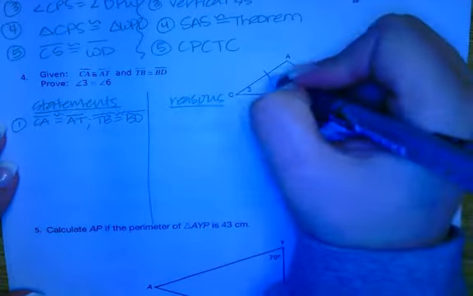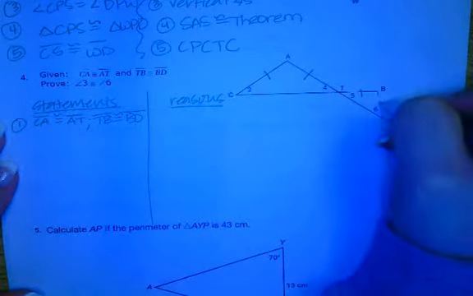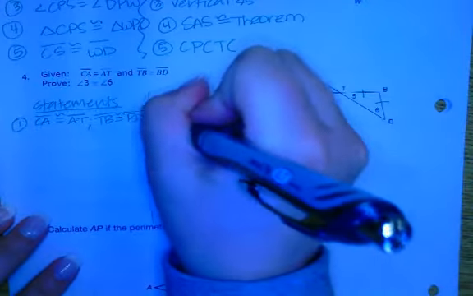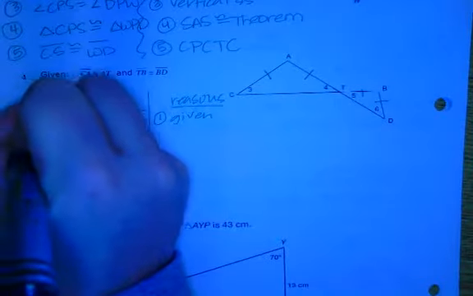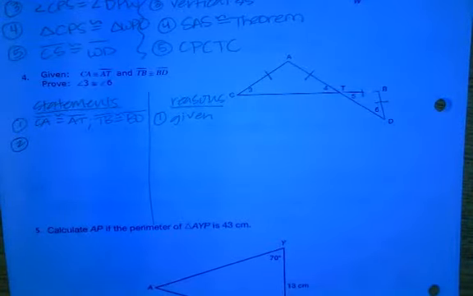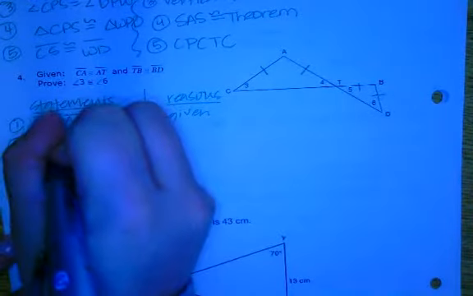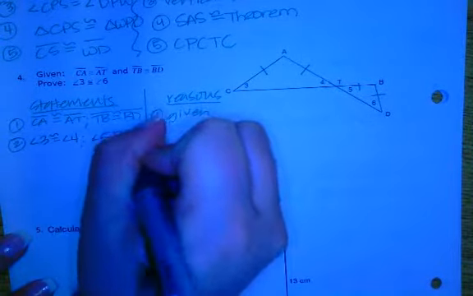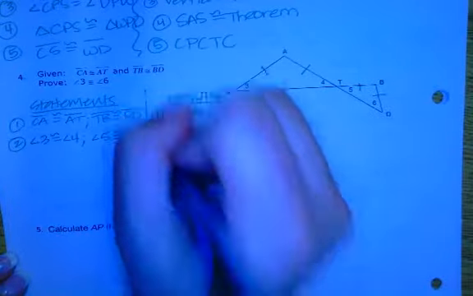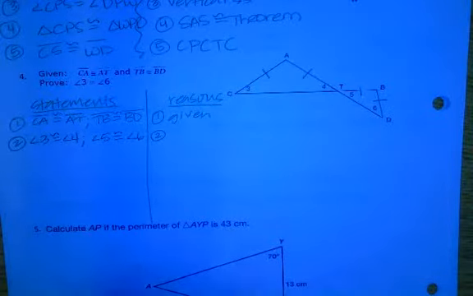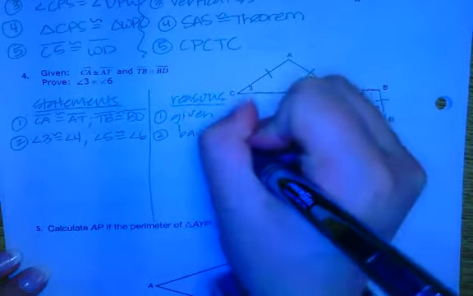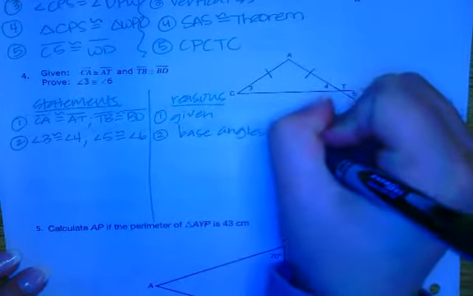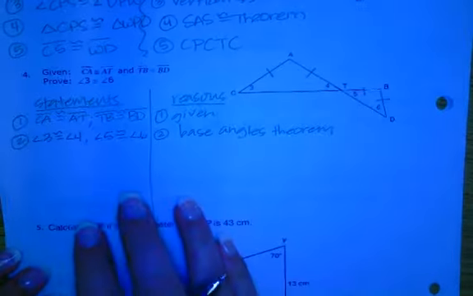So CA is congruent to AT, TB is congruent to BD. What kind of triangles do we have? Isosceles. So somebody tell me something based off the fact that they're isosceles triangles. Angle 3 is congruent to angle 4. What else? Angle 5 is congruent to angle 6. Okay, and what would be our reasoning? Base angles theorem. Okay, so I'm going to mark those.